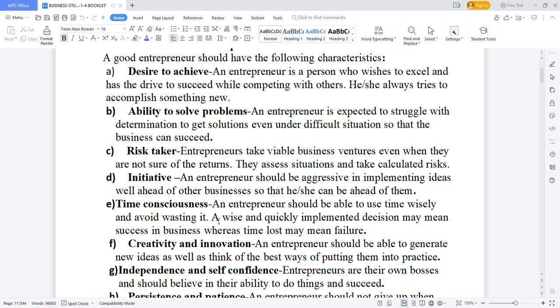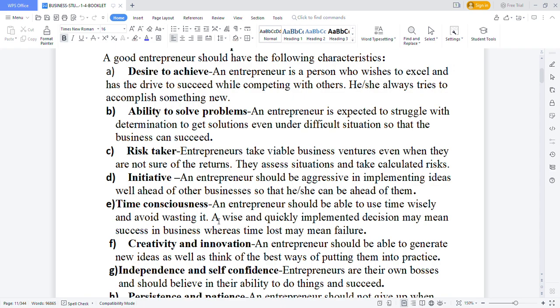The next one, an entrepreneur is a risk taker. Entrepreneurs take viable business ventures, even when they are not sure of the returns. So, an entrepreneur must be a risk taker. Even if you're not sure of the returns, you just start that business.